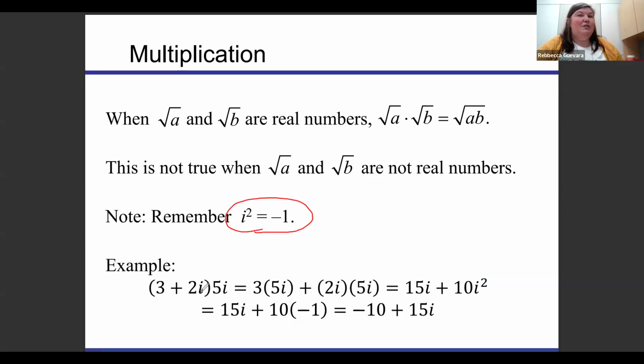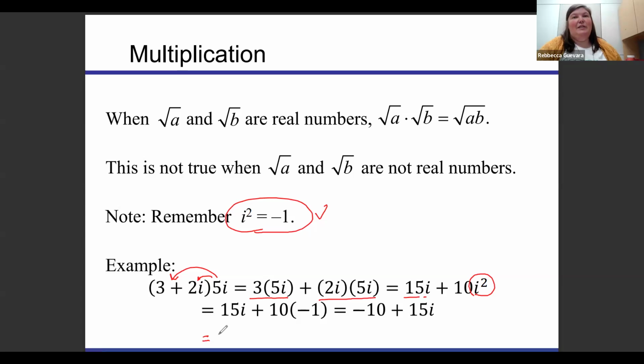So if I had 3 plus 2i, times 5i, and I distributed this across, we're going to have 3 times 5i, and then 2i times 5i. Here I just have the 1i, so you're just going to multiply your real parts together. 3 times 5 is 15, and then I didn't have anything to multiply to, so it's left alone. Multiply your real parts: 2 times 5 is 10. Well, i times i is i squared. We said i squared is -1.